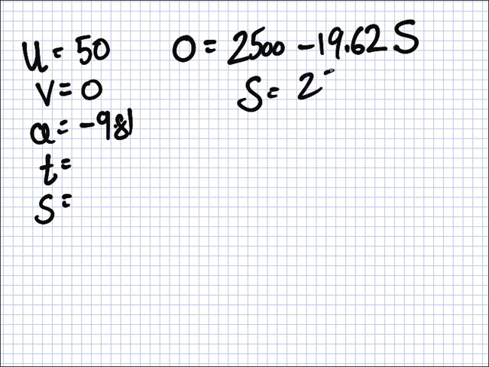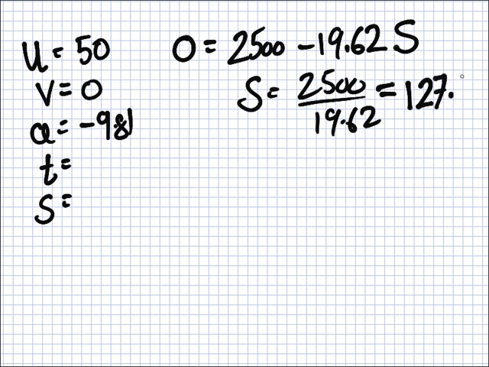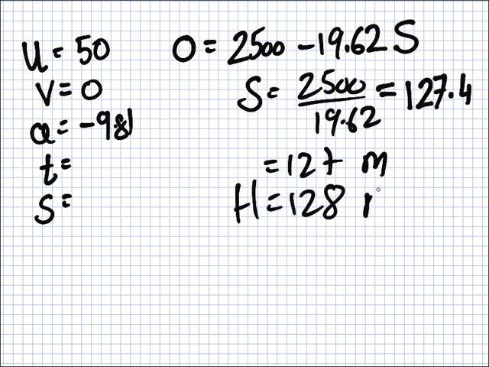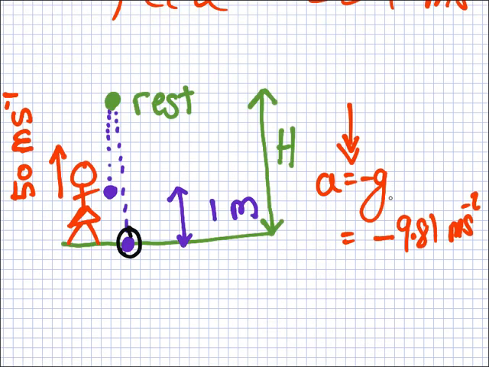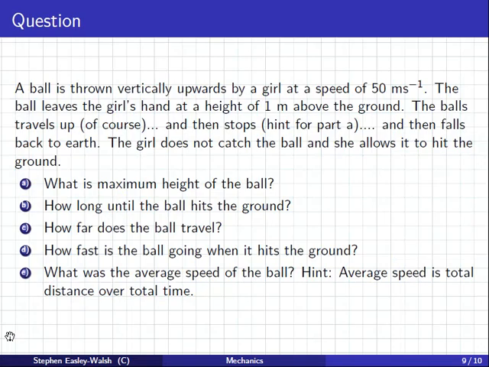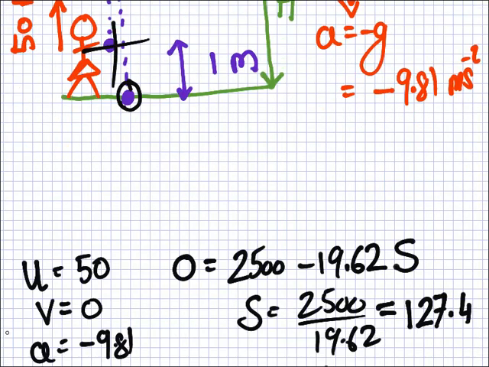s equals 2500 over 19.62. What's that? 2500 over 19.62. This is 127.4, yeah. So that's 127 meters. So the maximum height is 128, isn't it? Because it starts here. Yeah. Right. How long until the ball hits the ground?